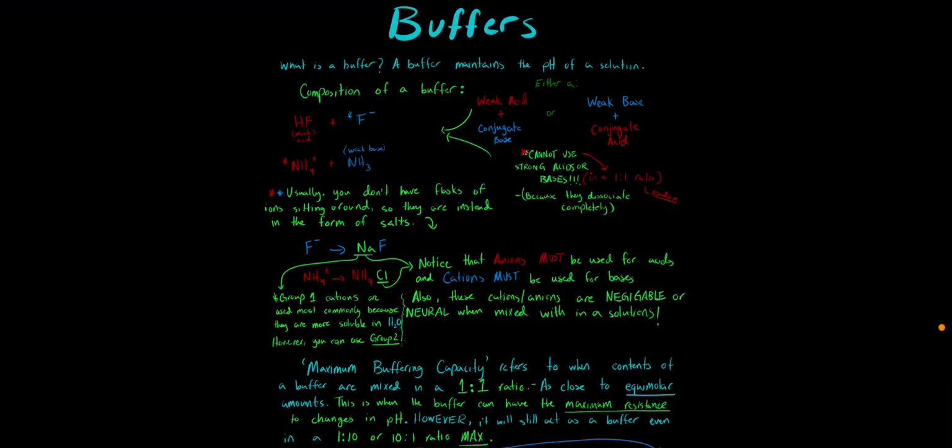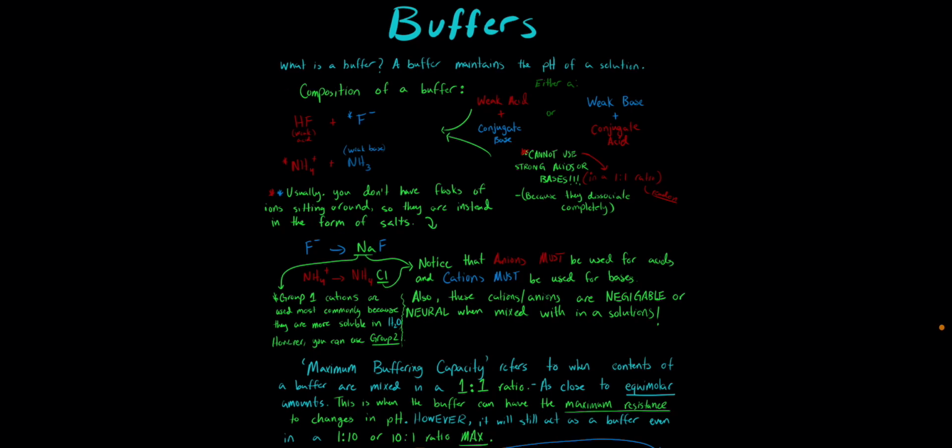Okay, so what is a buffer? A buffer maintains the pH of a solution. So basically, if you had water and you added an acid into water, let's say you added hydrochloric acid, which is a very strong acid. If you added HCl into water, the pH of the water would drop very low immediately. And likewise, if you added a base like sodium hydroxide, NaOH, the pH would increase rapidly, right?